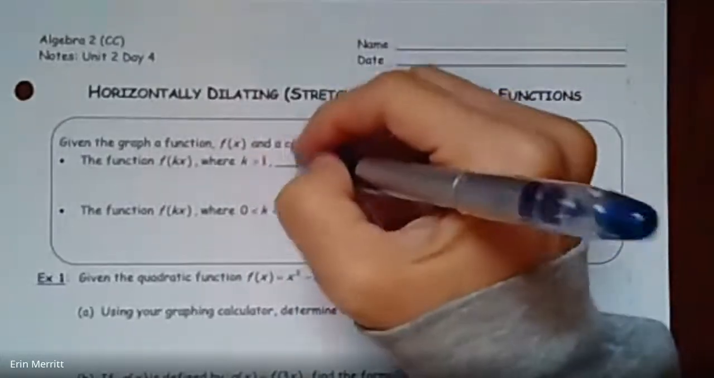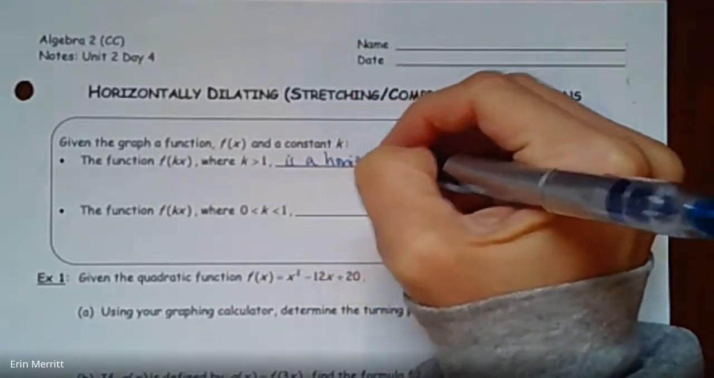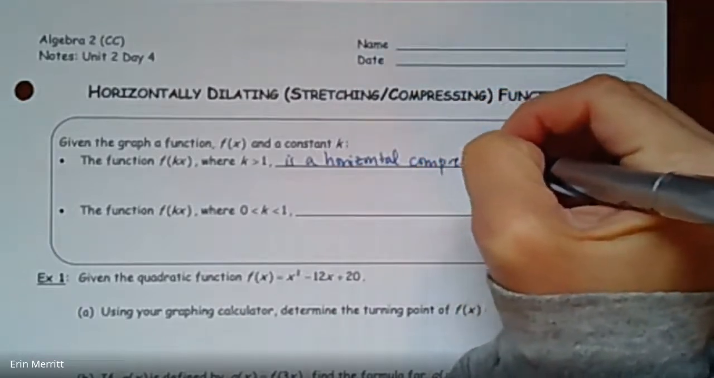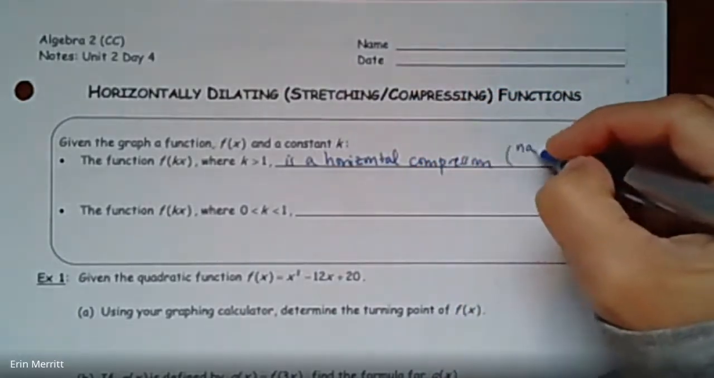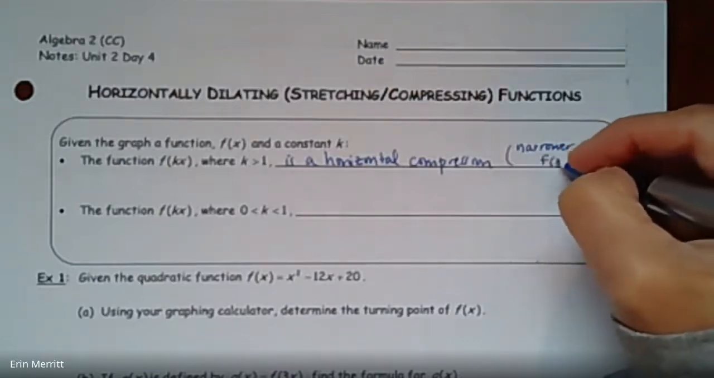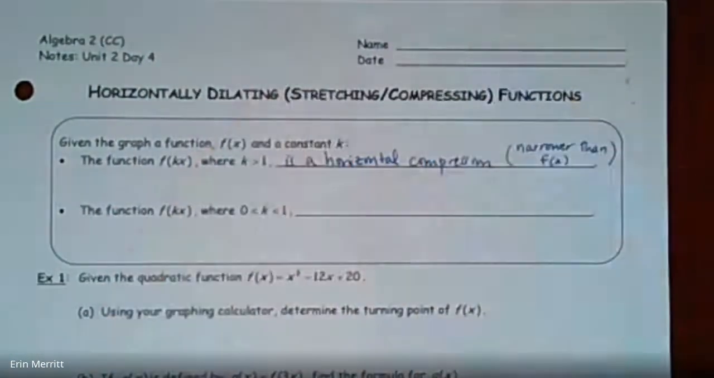So this is a horizontal compression, which really means it's going to be narrower than f of x was. You're going to see a little shrink, or it's going to smush together.